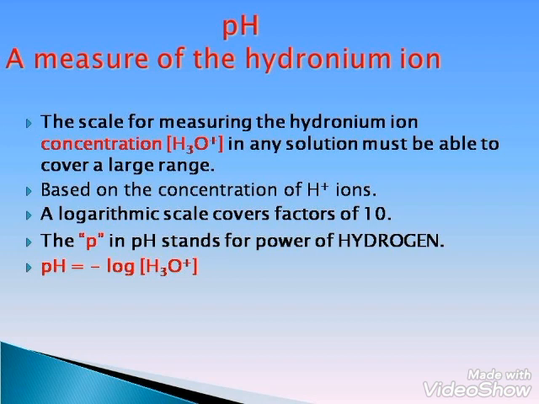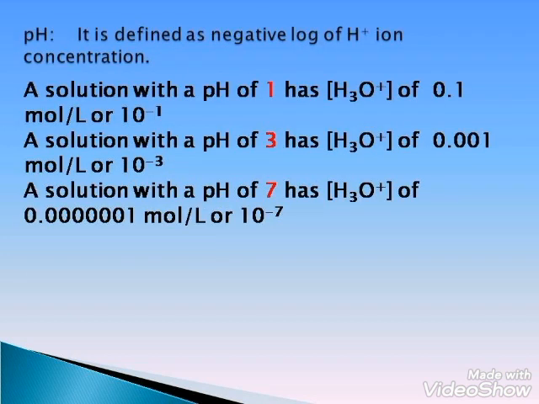P stands for power and H stands for hydrogen. So we can consider pH as the power of hydrogen, and pH can be mathematically written as the minus of log of H plus ion concentration. pH is defined as the negative logarithm of H plus ion concentration.